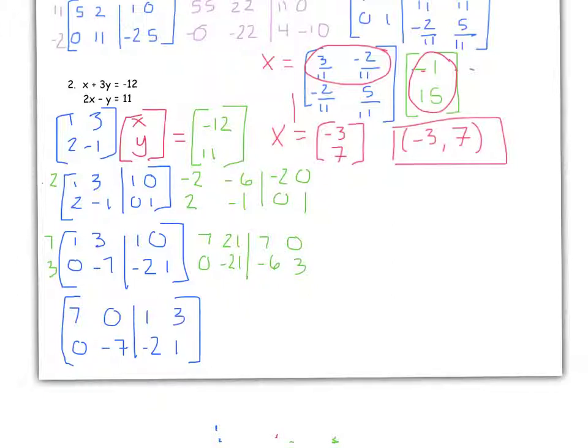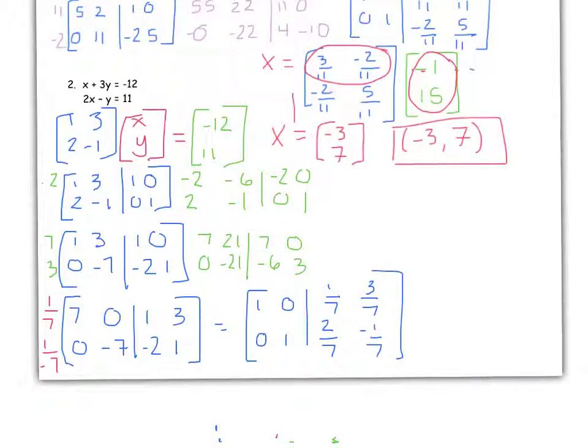And then to get the ones, I'm going to multiply the top row by 1/7 and the bottom row by -1/7. So my inverse matrix, now that I've got my 1, 0, 0, 1, is going to be 1/7, 3/7, 2/7, and -1/7. Okay, as soon as I have that, then I'm going to solve using X equals A inverse times B. So I'm going to take that inverse matrix and multiply it by my answer matrix.